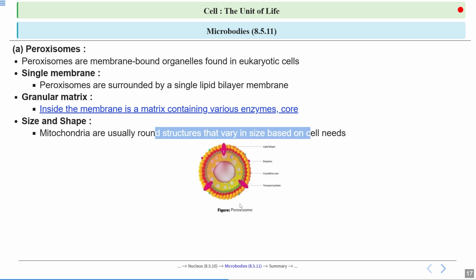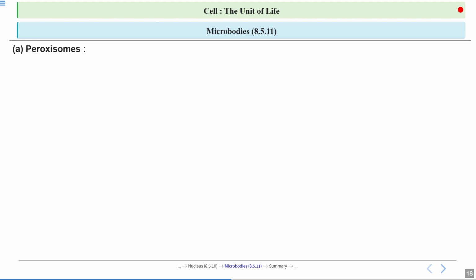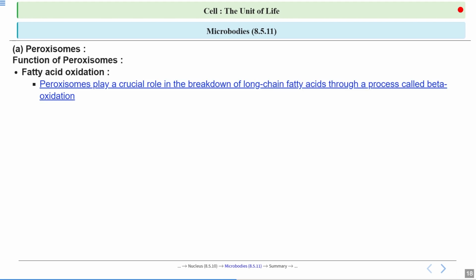So here you can see an image of the peroxisome. They have a crystalline core also. They have enzymes also. These enzymes are involved in metabolic functions. Okay, function of peroxisomes: fatty acid oxidation. This we have seen. So peroxisomes play a crucial role in the breakdown of long chain fatty acids through a process called beta oxidation.